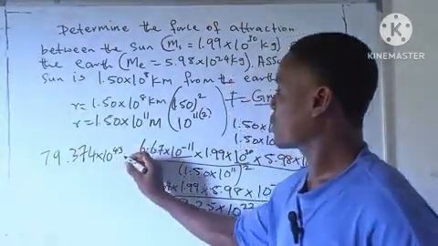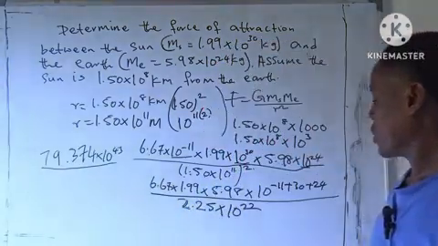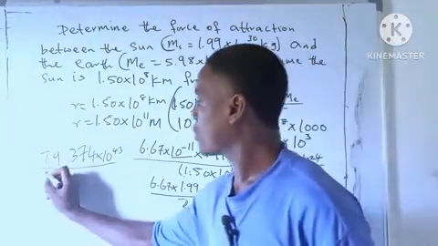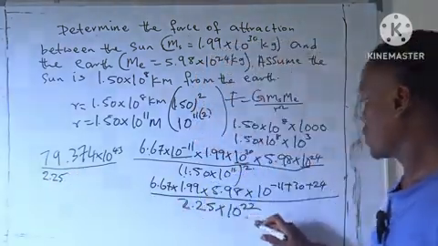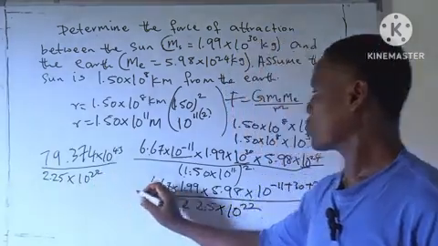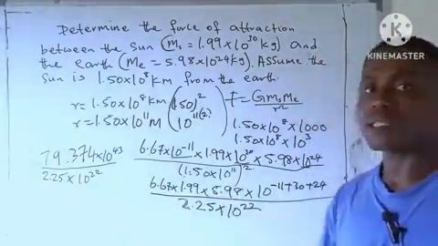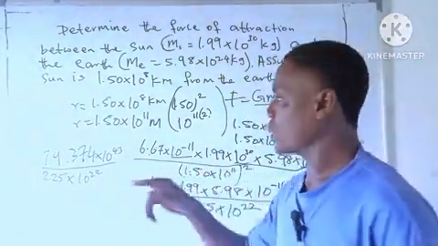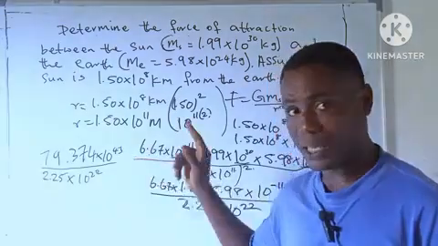This is 43. Then divided by what? 2.25 times 10 raised to power 22. Okay, so at this point, this is what we do. Please listen. Just press your calculator: 79.374, leave this part. Are you getting it?